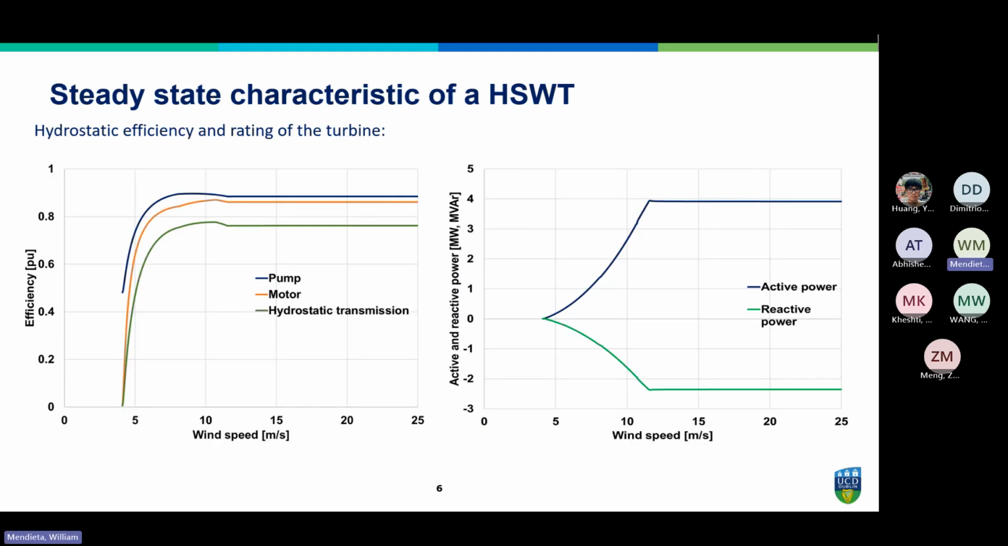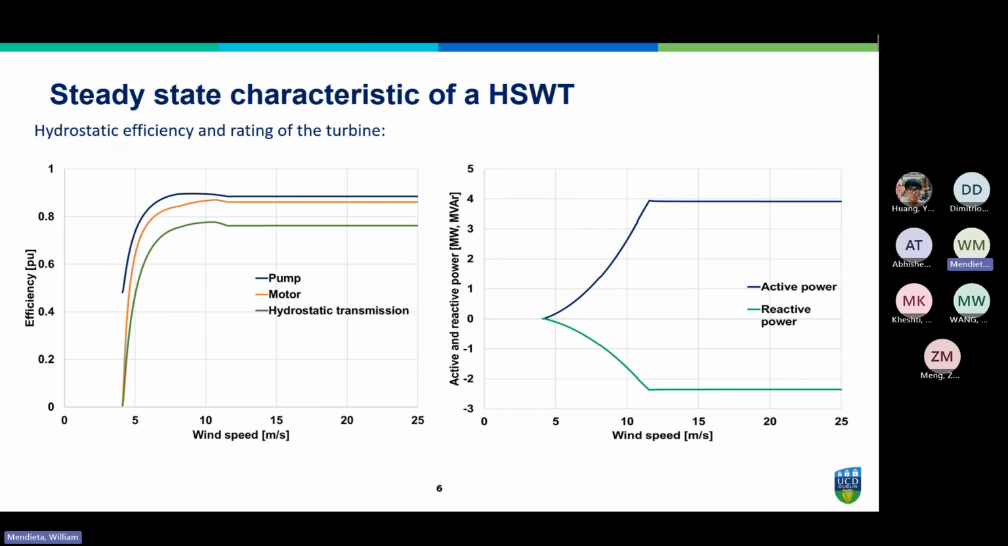So the studied hydrostatic wind turbine corresponds to a modified version of the NREL 5 megawatt variable speed wind turbine, in which the gearbox and power converter have been replaced by a hydrostatic transmission. So here, the wind speed is increased from 0 to its maximum operating limit to determine the steady state characteristics of this Type 5 wind turbine.